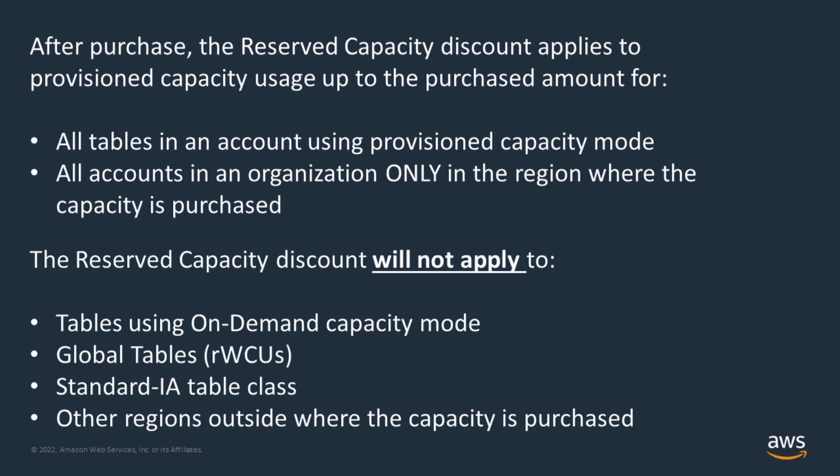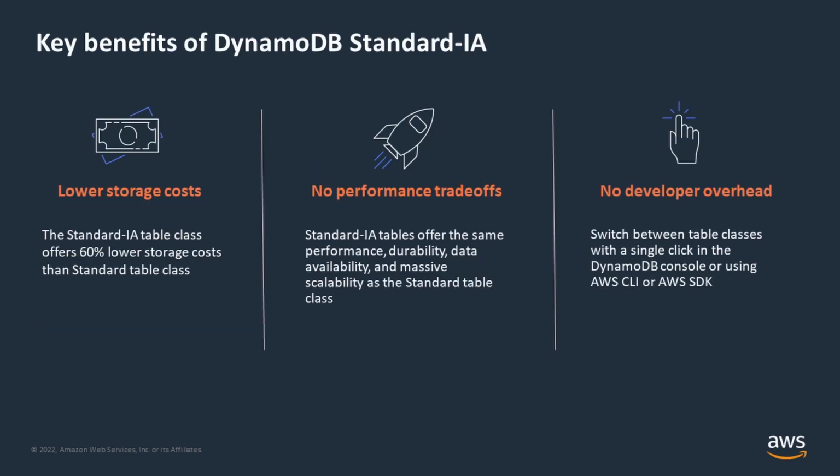Now, speaking of standard IA, Chad, do you have some information for us about standard IA? There are two what we call table classes inside of DynamoDB. There is the standard table class, which is the normal one. That's what you get by default. And then there's the standard IA, or infrequent access table class. The standard IA table class allows for lower storage costs, in fact, 60% lower storage costs than the standard table class. It provides the same performance, so there's no performance trade-off here.